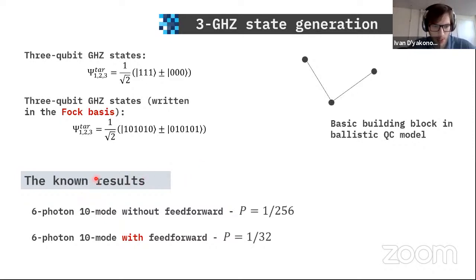So these are the best known results for this type of problem. The 6-photon 10-mode circuit can deliver a probability of success of 1 in 256 if you don't have any possibility to send a feed-forward signal and to switch your circuit to meet some requirement. And if you have this possibility of feed-forward, then you can increase this probability to 1 out of 32. I actually forgot to place the link here, but this work was done by Terry Rudolph around 10 years ago.